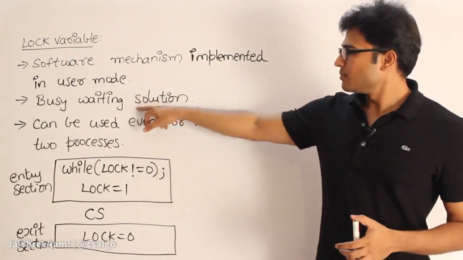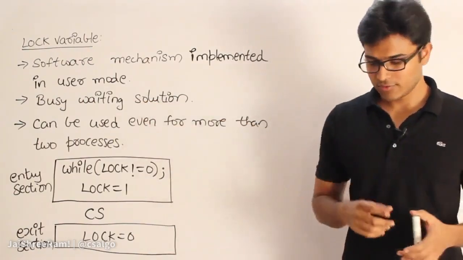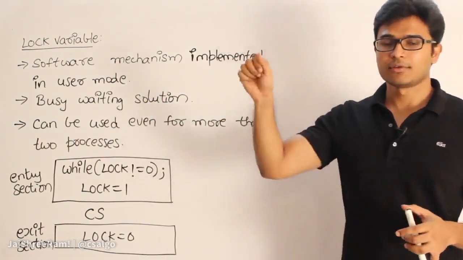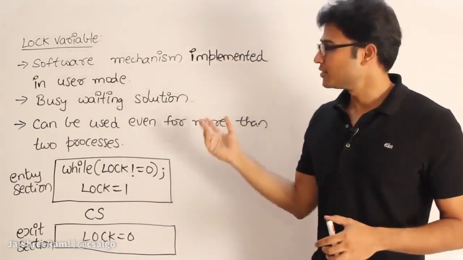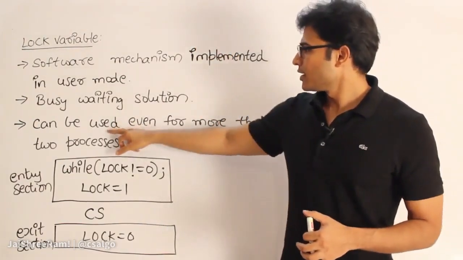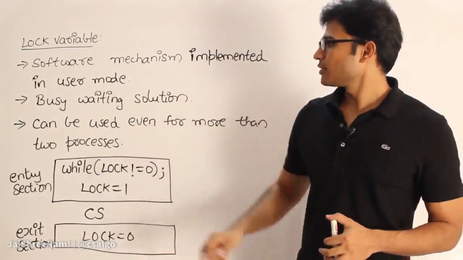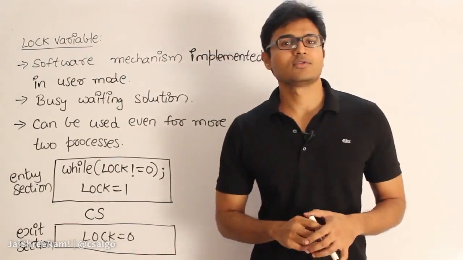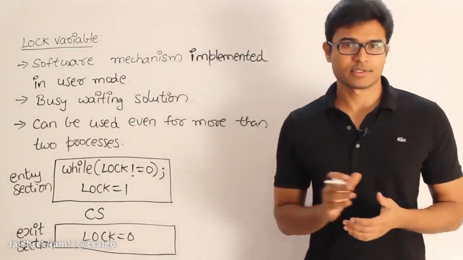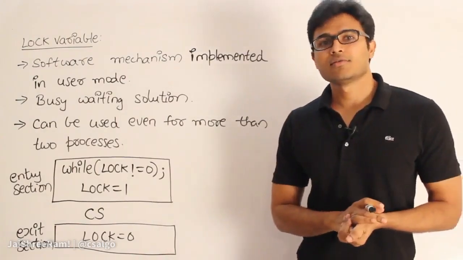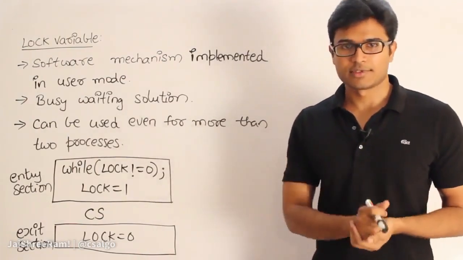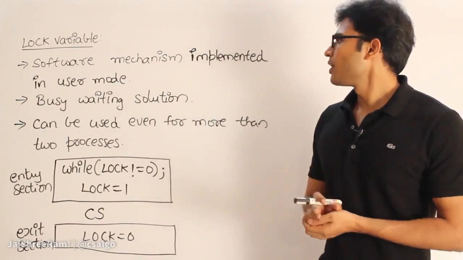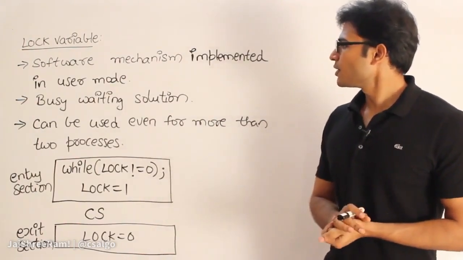And now it is a busy waiting solution. So what did I say about busy waiting solution? The other person will keep on knocking, that is busy waiting solution. And it can be used even for more than 2 processes. Many of the solutions work for 2 processes, and some of the solutions work for more than 2 processes, and this is such a solution where it will work for more than 2 processes.